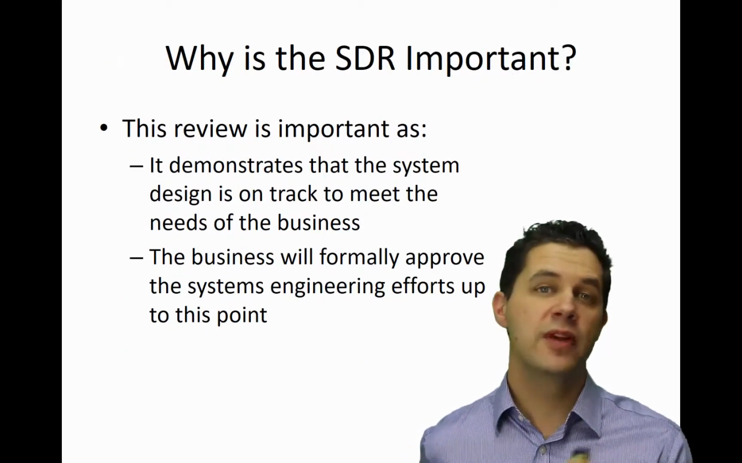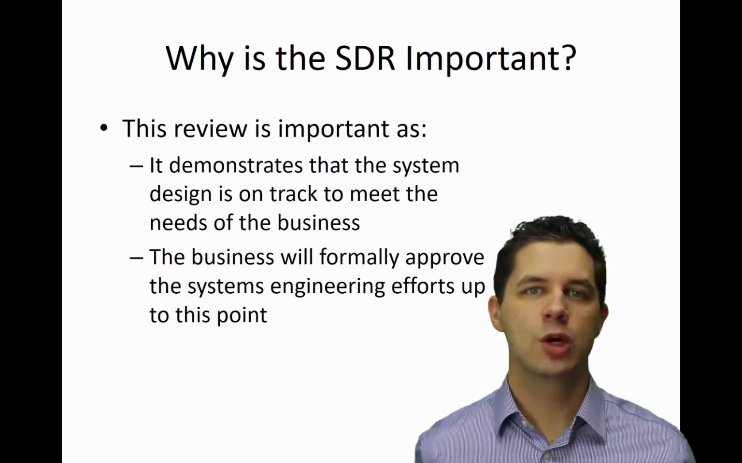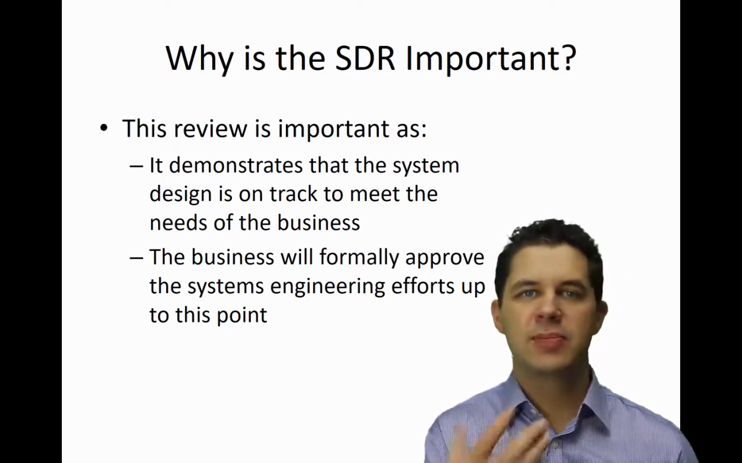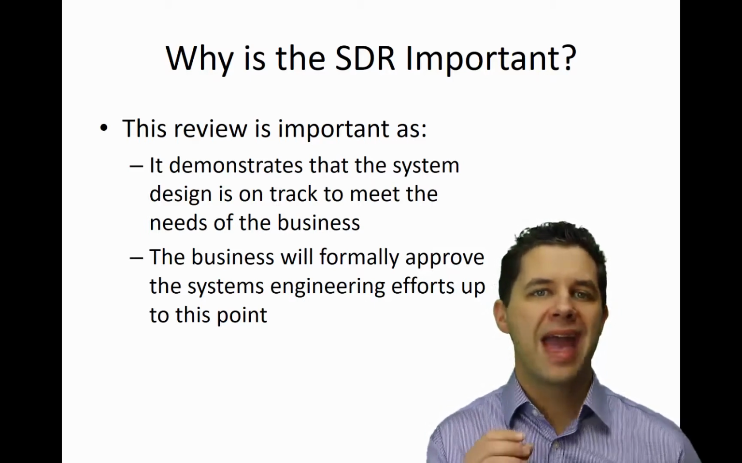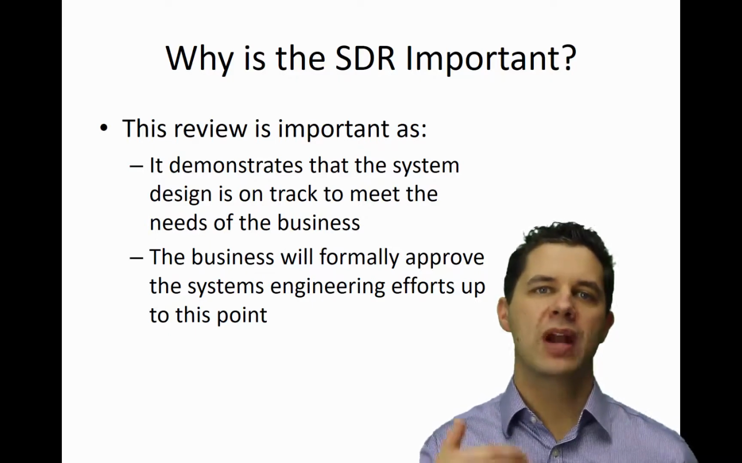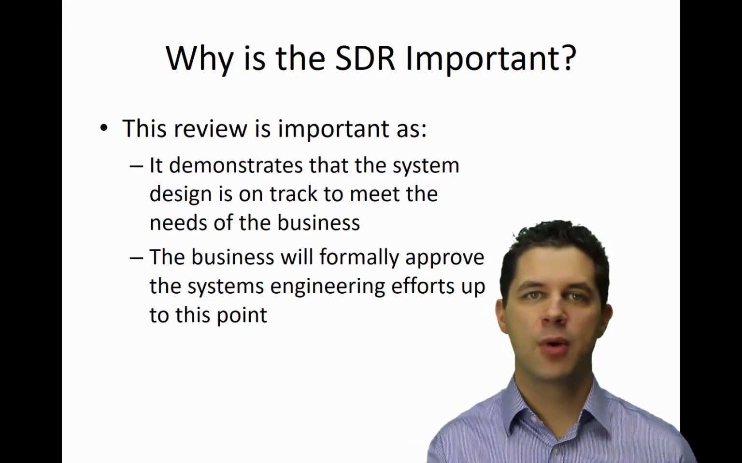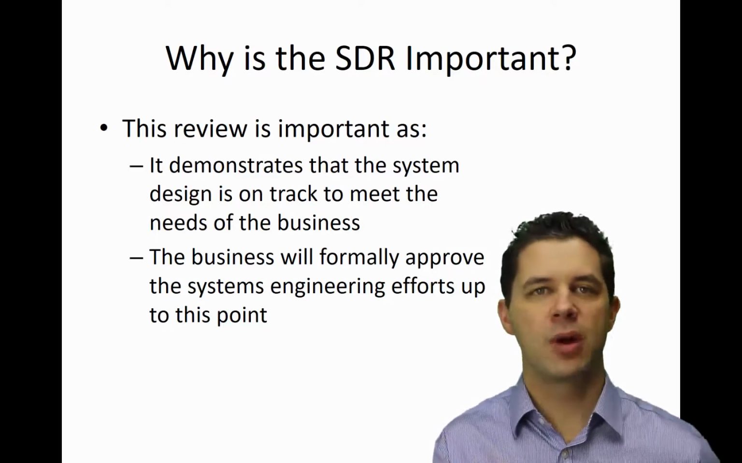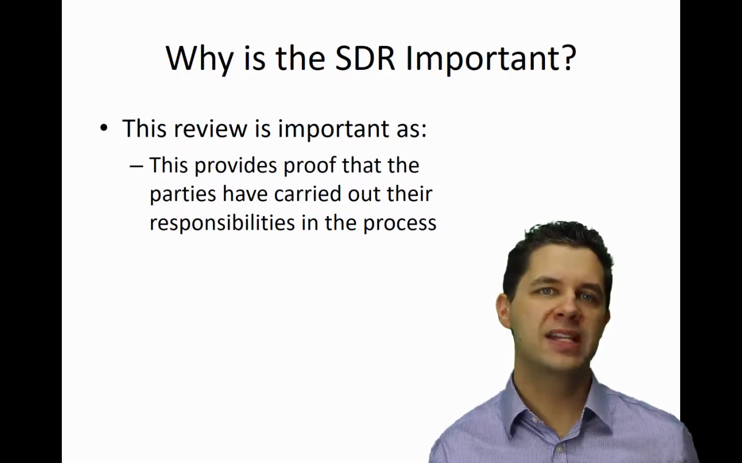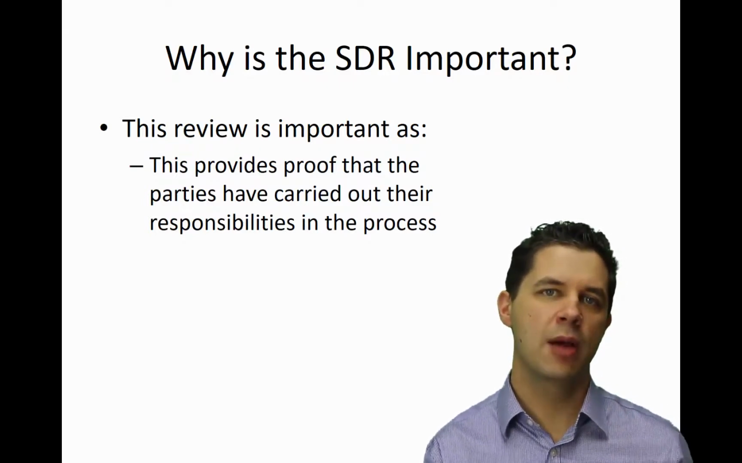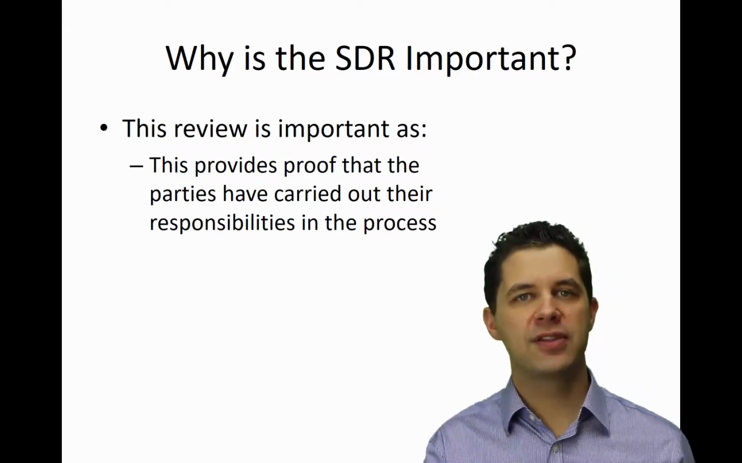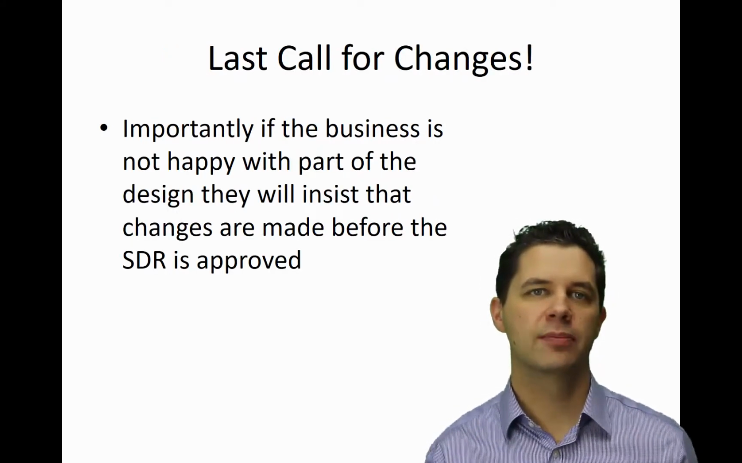This system design review is very important because it demonstrates that the system design is on track and is really on track to meet the needs of the business. And the business will formally approve it and tick it off up to this point and say, yes, we're happy with the progress and we're meeting the requirements and we're actually designing the right system, as opposed to a system that will solve a different problem that the business doesn't actually have. And it also provides proof that the parties have actually carried out their responsibilities in the design process and shows that they're actually putting in the effort that's required to make this system actually work.